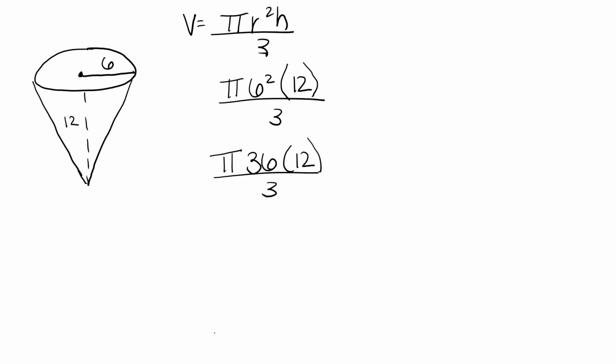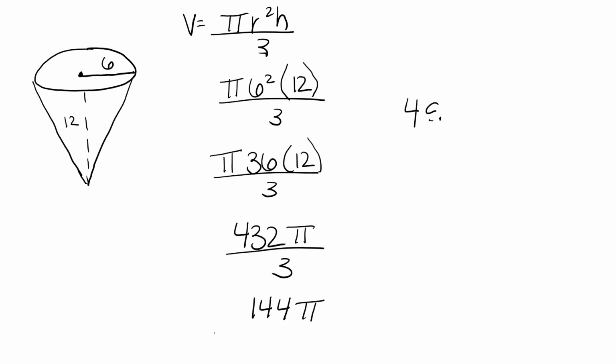Then we multiply the 36 and the 12 to give us 432. And then we divide by 3 to give us 144. And then we multiply by pi. We use the pi button on the calculator because the directions do not tell us to use 3.14 or 22 over 7. And so when we multiply, we end up with 452.3893 and a bunch more numbers.